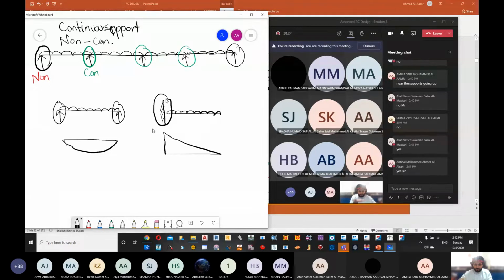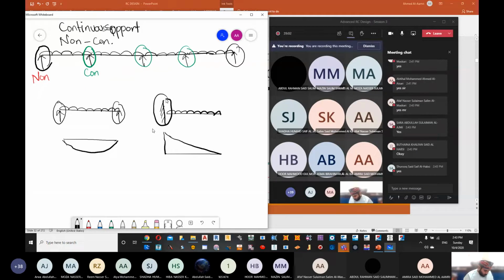There is a difference. When I say simply supported, it means that this is my support and the pen is kept above it. This is the scenario of simply supported: the pen has been kept only above the hand. When we talk about fixed, there is a connectivity here. Are we fine? So we have this one to be non-continuous, and we have this case to be continuous.